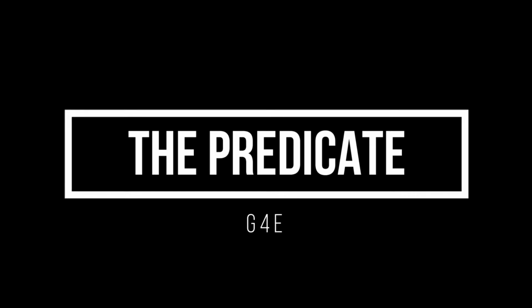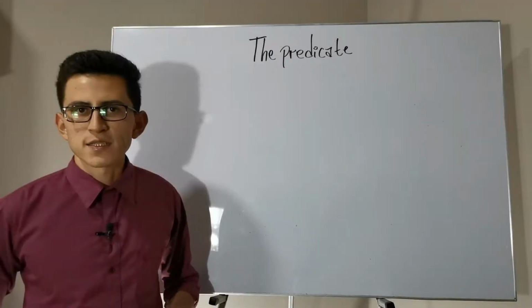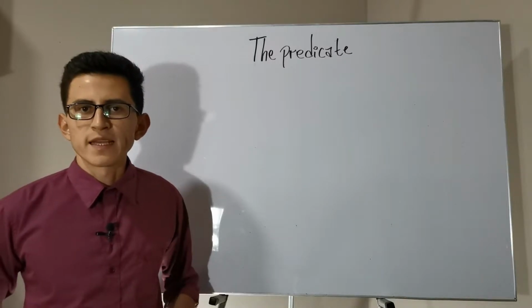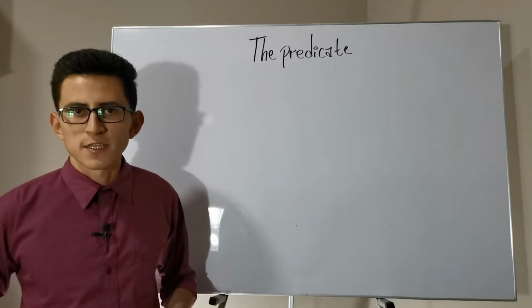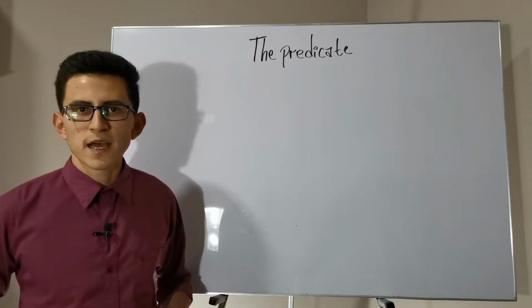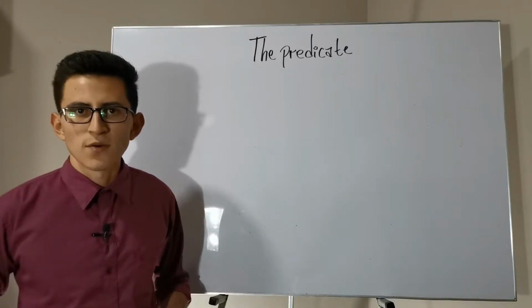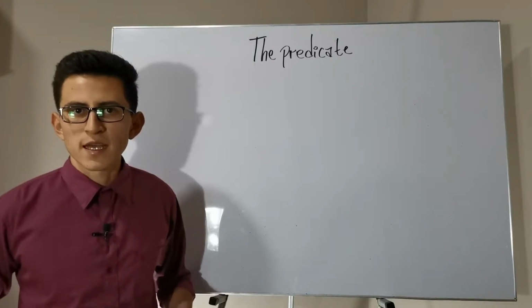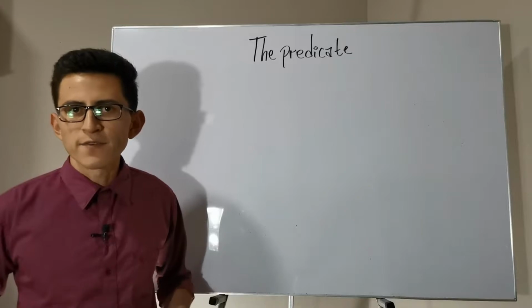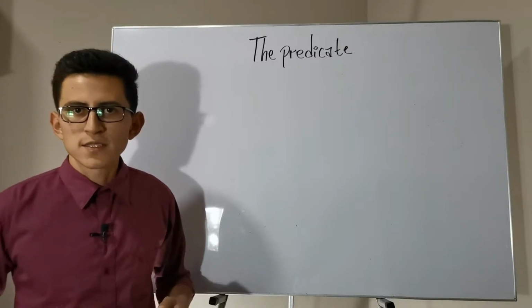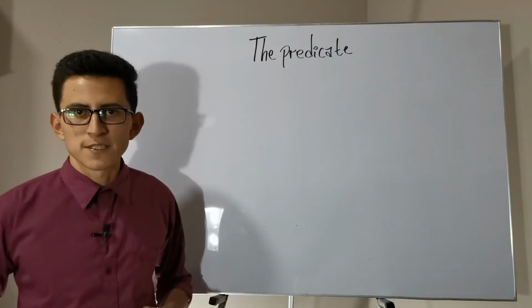To begin, let's talk about the predicate as a whole part of the sentence. The predicate is everything that we say about the subject. It is everything that the subject does or what is said about it. In other words, the predicate is every single word that is not part of the subject.